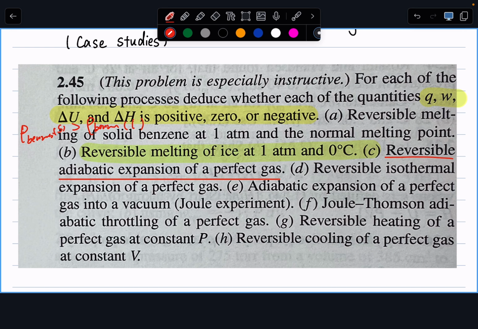And consequently, we know that my internal energy is only a function of temperature, so my delta U actually equals the integral of CV dT from T initial to T final. And we can get that to be CV times T final minus T initial. So my delta U must be a negative number.